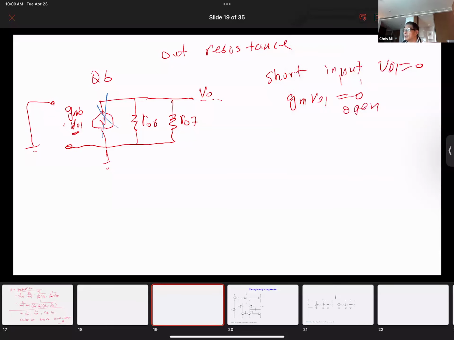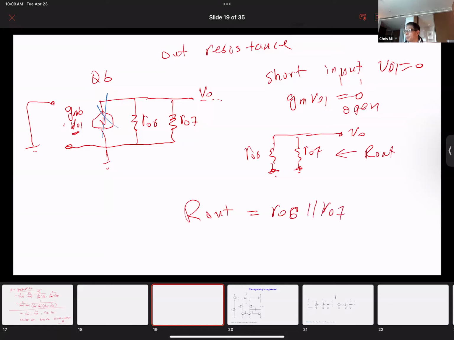So basically, your equivalent circuit becomes RO6, RO7, your VO. And you look in here, your output resistance is equal to RO6 in parallel with RO7. So this can be fairly large. But of course, this is not as large as your emitter follower or source follower, but this is a common source amplifier for the second stage. So therefore, even though the resistance is fairly large, it's not that large.